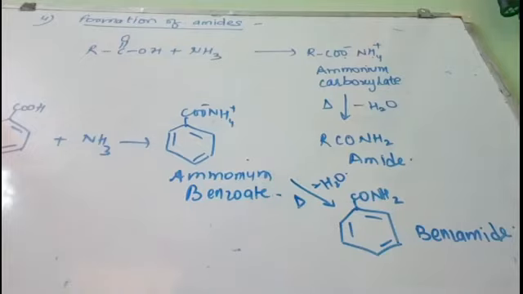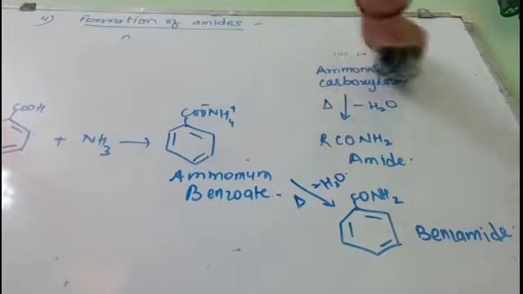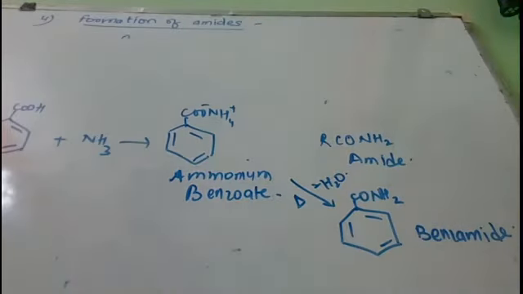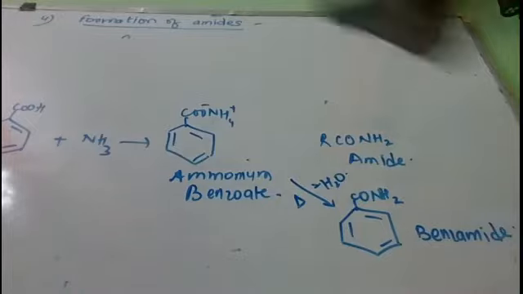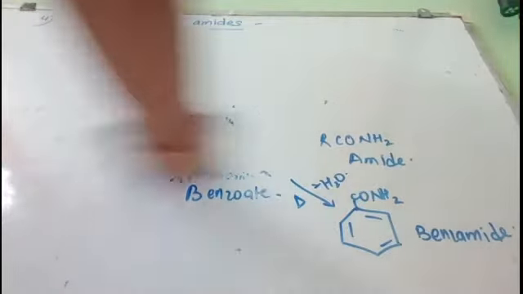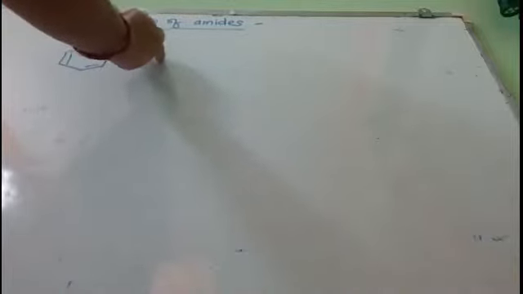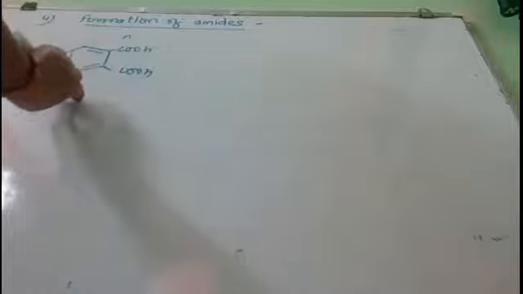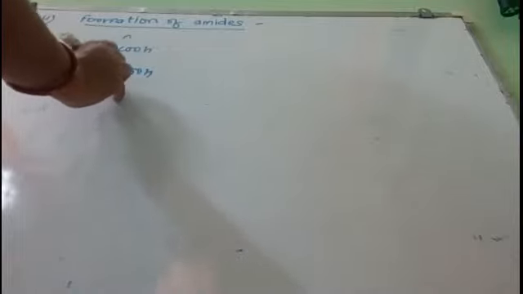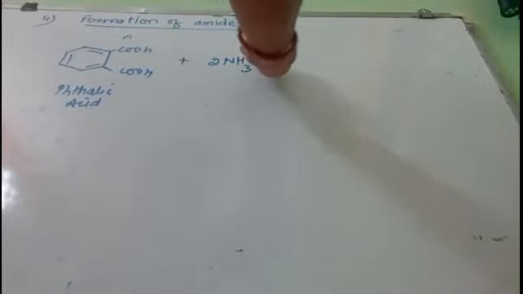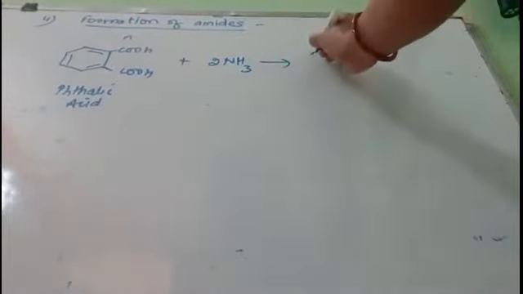Similarly, any other reaction can be done with the help of ammonia followed by heating. You can convert the carboxylic acid into amide. Let us take example of phthalic acid also. Suppose we have this phthalic acid. In phthalic acid, we have 2 carboxylic groups, so we will require 2 moles of ammonia. Ammonium phthalate will be formed.